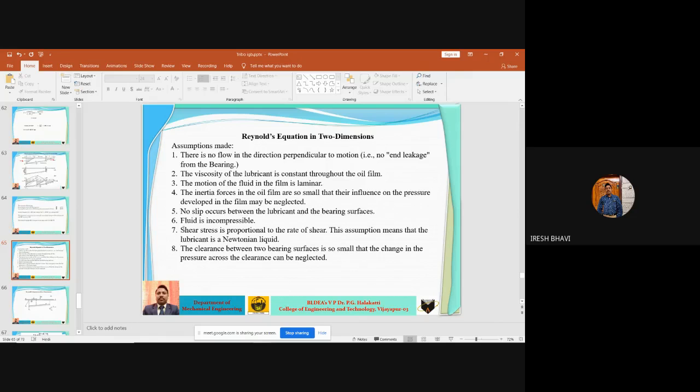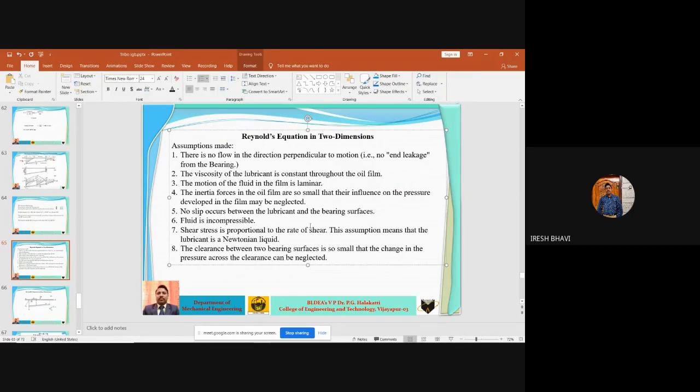Then the seventh one is Newton's law of viscosity. We are assuming that the lubricant oil we are using is a Newtonian fluid, that is, shear stress is proportional to the rate of shear, or shear stress is directly proportional to the velocity gradient. This assumption means that the lubricant is a Newtonian fluid. A Newtonian fluid means the fluid or liquid which obeys Newton's law of viscosity.